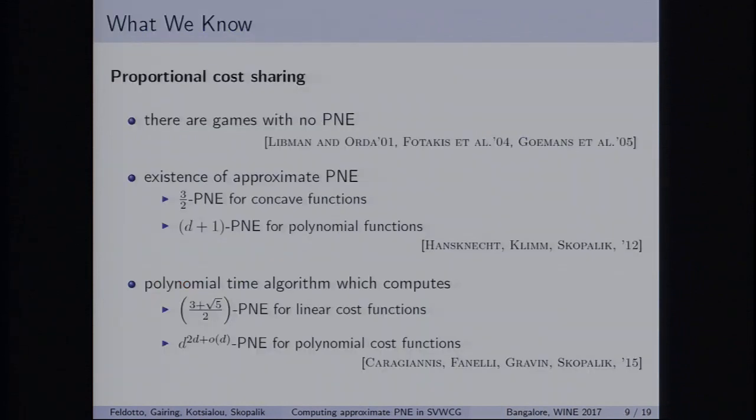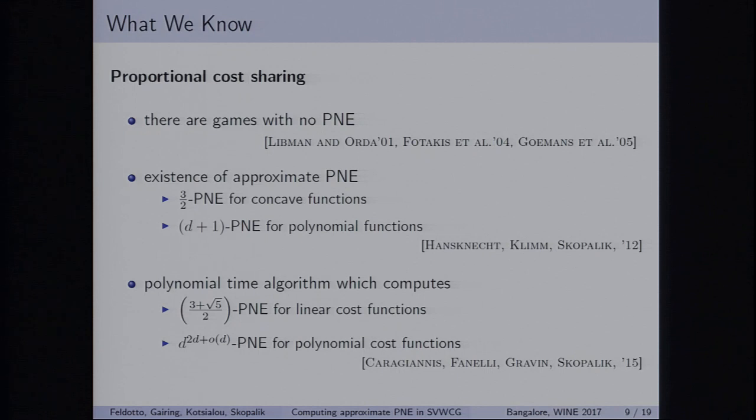So what we know until now in congestion games with proportional cost sharing, which, as I said, was the standard cost sharing method studied until recently, is that there are games with no pure Nash equilibrium. We know that there exist approximate pure Nash equilibria, 3/2-approximate equilibria for concave functions. For polynomial functions, we know that there exist (d+1)-approximate equilibria, where d is the maximum degree of the polynomial.